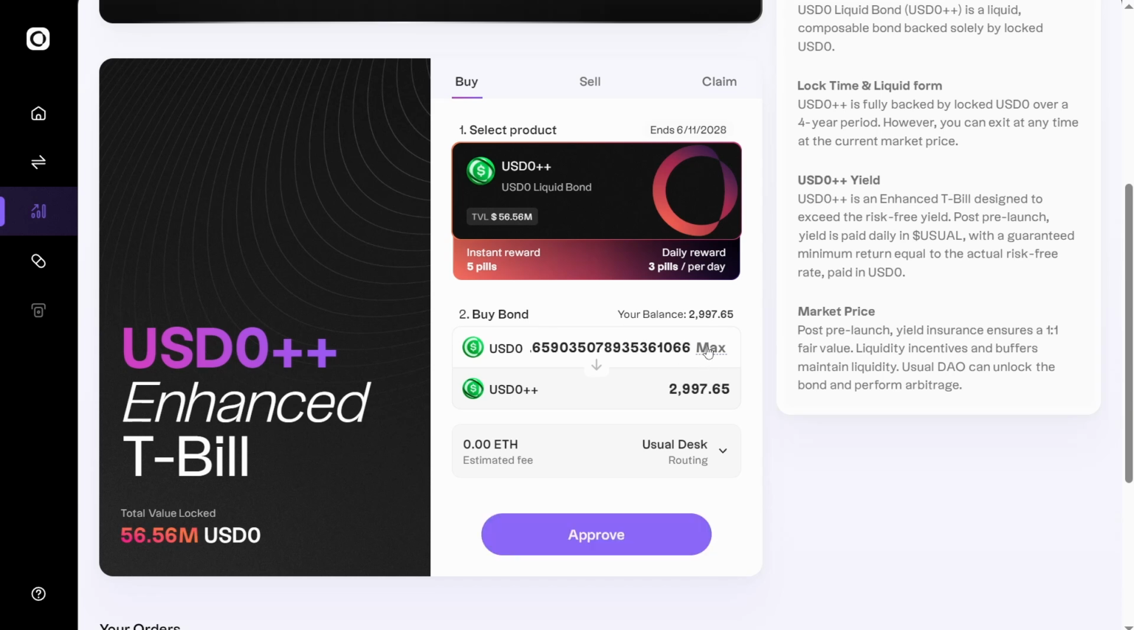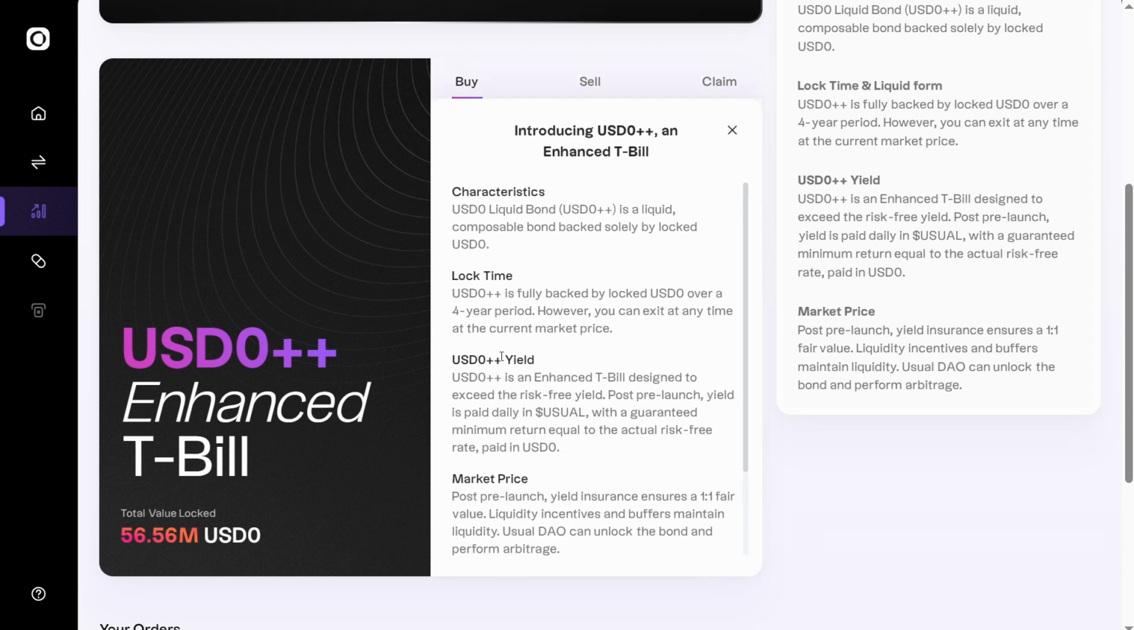Here it's much clearer that I need to buy USD0++ to earn 3 pills per day. Click on Max to select all my USD0. I will receive almost the same amount of USD0++, 2997.87 tokens. Then approve. Here we can briefly read about USD0++, but I will return to this question later.